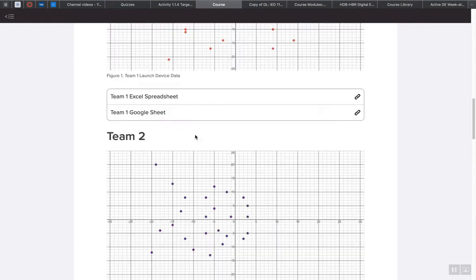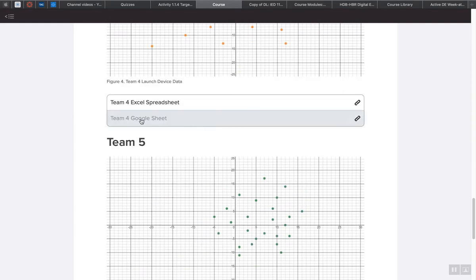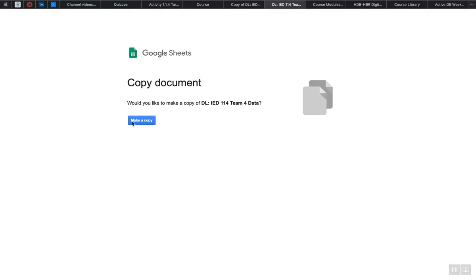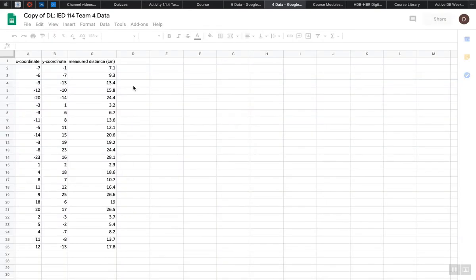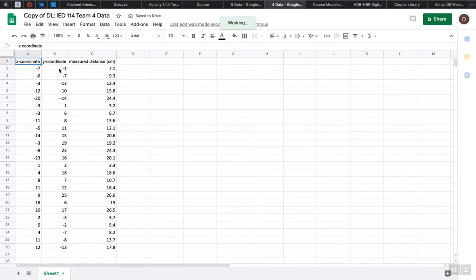And you can pick one of the teams, doesn't matter which one, and you're going to go ahead and copy one of their Google Sheet data over so you can mess around with that. So go ahead and click on that. You're going to hit make a copy. And here's that team's data. The first two numbers are the coordinates of where the ball landed, or the beanbag in their case, and the distance they measured with the tape measure from the origin to that coordinate.